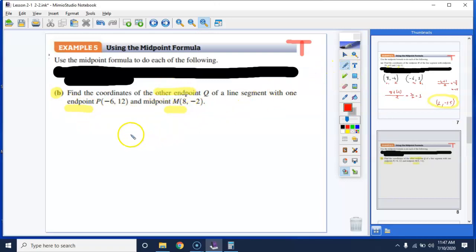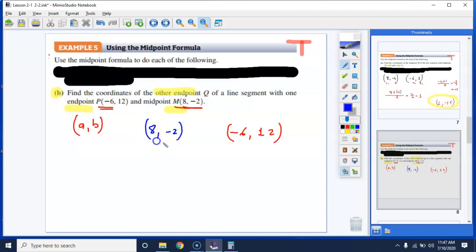Let's go this way. Let's say my other endpoint is (A, B), right? My other given endpoint is (-6, 12), and my midpoint is given, which is (8, -2). What was my rule? I add my x values and divide by 2, and I get my x value here. Then I add B and 12 and divide by 2, and I get this one.